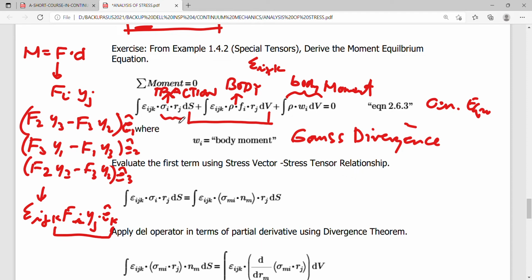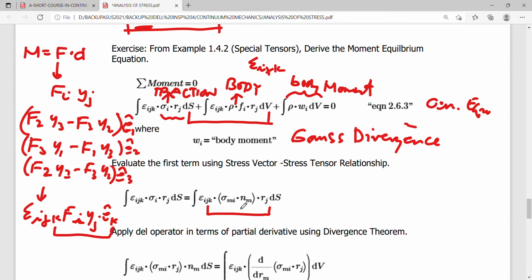So we know that sigma i is simply equivalent to nj sigma ji. Or by using a different index here in terms of j, I use an m here to avoid inconsistency with the existing j that describes your moment arm relationship. So I cannot use sigma ji. Rather, I have to use a different index. So I use sigma mi times nm.